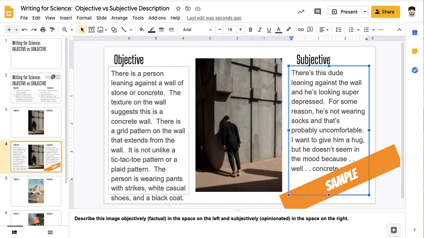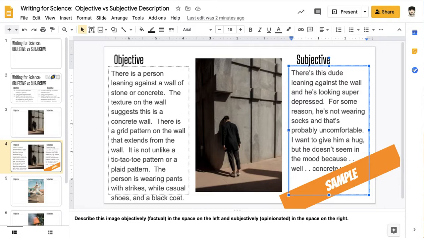And I said I want to give him a hug, but he doesn't seem in the mood because, well, concrete wall, right? Well, that's all just opinion. I want to give him a hug. Oh, I feel bad. Those aren't facts, right? That is trying to entertain a little. When I wrote it, I was trying to kind of make people maybe laugh a little with the concrete wall bit at the end. I'm trying to say, like, I kind of feel for this person because they're leaning against a hard wall, and hopefully you might empathize with them as well, or sympathize even with them, because they do look sad, and I can't relate to wanting to put my face against a concrete wall at the moment.